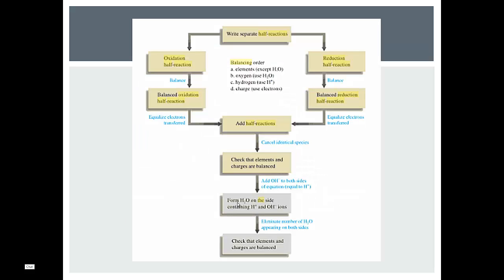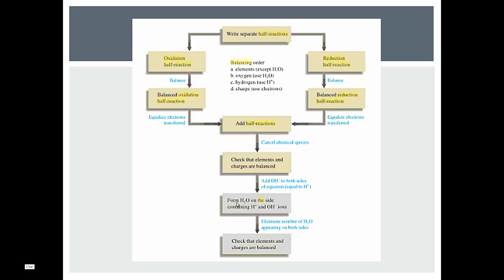The next page we have our basic one. So again, the beginning is pretty much the same. You write out your half reactions, you do the elements except H and O, you use water to balance oxygen, you use H+ to balance hydrogen, and you do your charge using electrons.